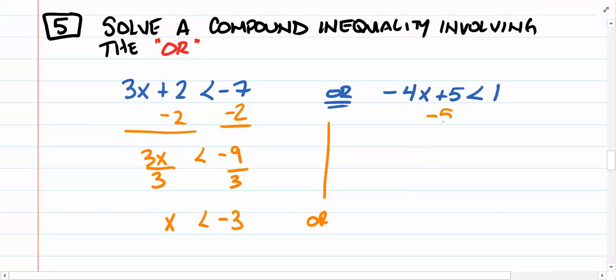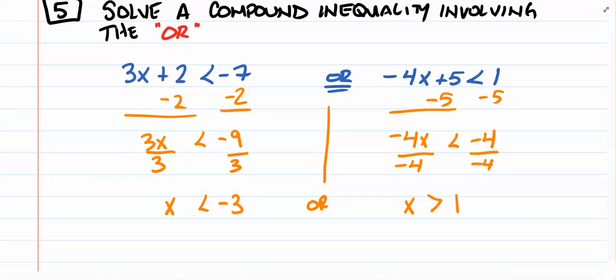Over here I would subtract 5, and I would get -4x is less than 1 minus 5, which is -4. And then I would divide by -4, and I would reverse the direction of the inequality sign because I'm dividing by a negative, and I would get x is greater than 1. So this is saying we want all numbers that are less than -3 or greater than 1.